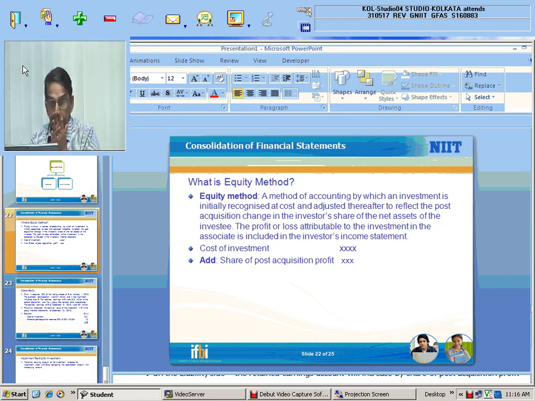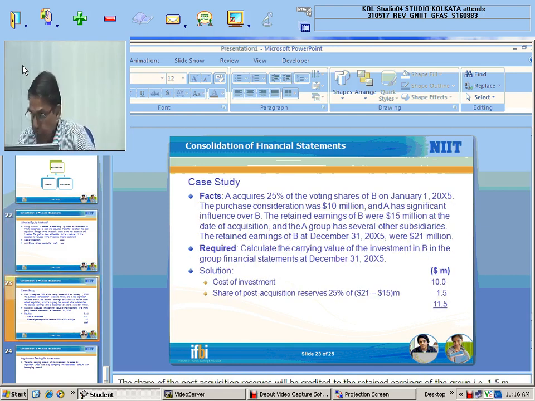Let's look at a case study. Company A acquires 25% of the voting shares of B on January 1st, 20x5. The purchase consideration paid was 10 million and A has significant influence over B. So it's an associate relationship. So B is an associate of A. The retained earnings of B, the associate company, were 15 million at the date of acquisition or investment.